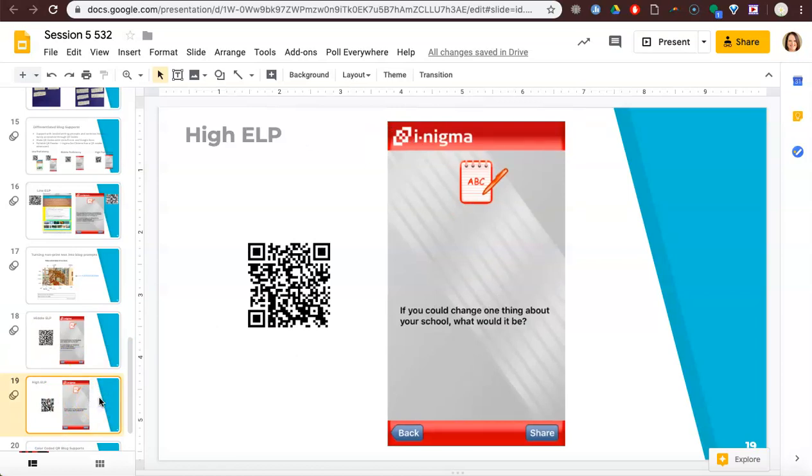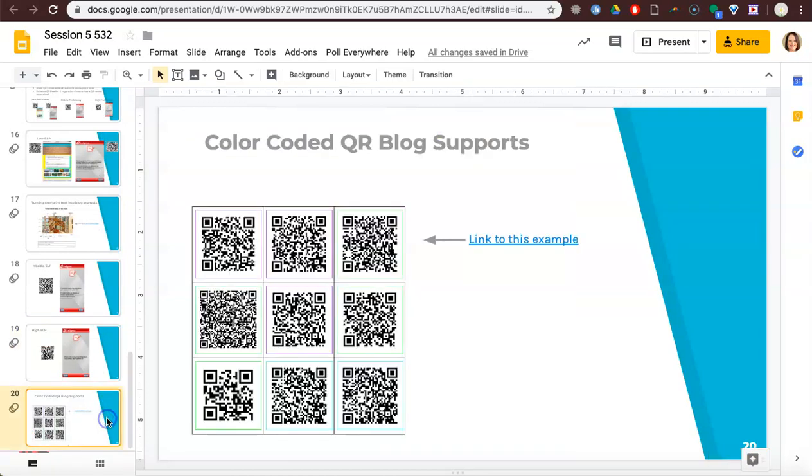And then for the higher ELP students, they have the same prompts, but they don't have any sentence frames to support them. So this shows you the different levels of prompts you could have. So what I used to do, and we'll show you the example here, and you have a link to this example, is these are all QR codes to different blog prompts.